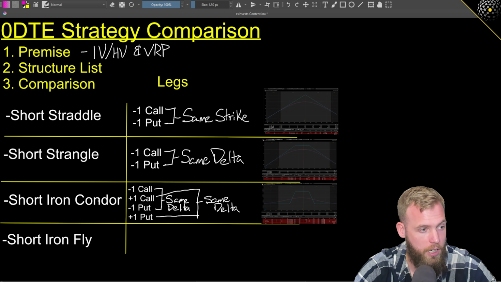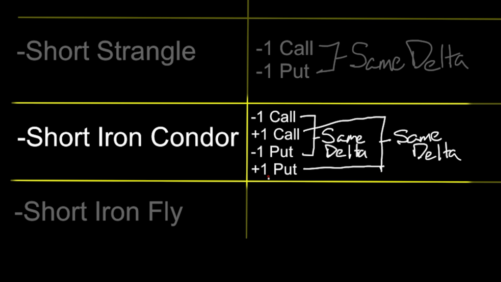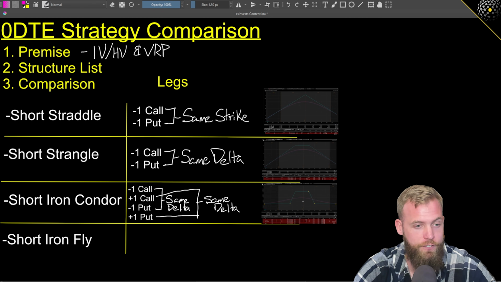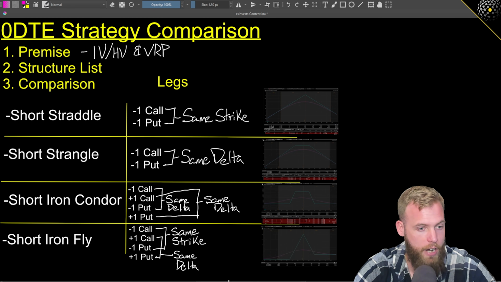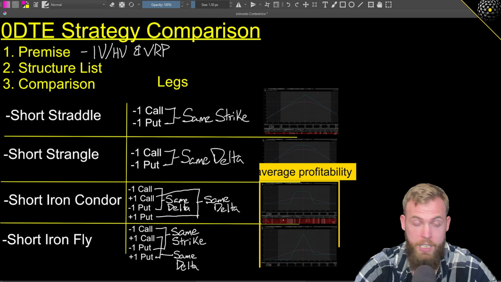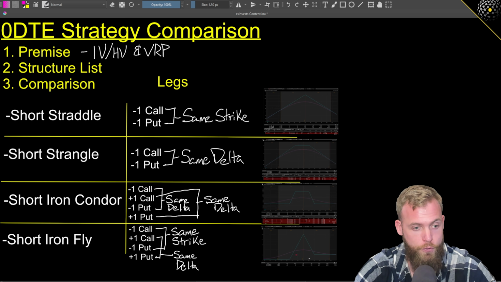Then we have the short iron condor, which in this case is essentially a short strangle, but you're buying further out of the money wings, both on the call and the put side. And that gives you defined loss as compared to the undefined loss here. And then we have the short iron fly, which is kind of doing the same thing for the short straddle. So now we have defined losses. Both of these will have lower average profitability. And again, that's the trade-off you make for something like this.